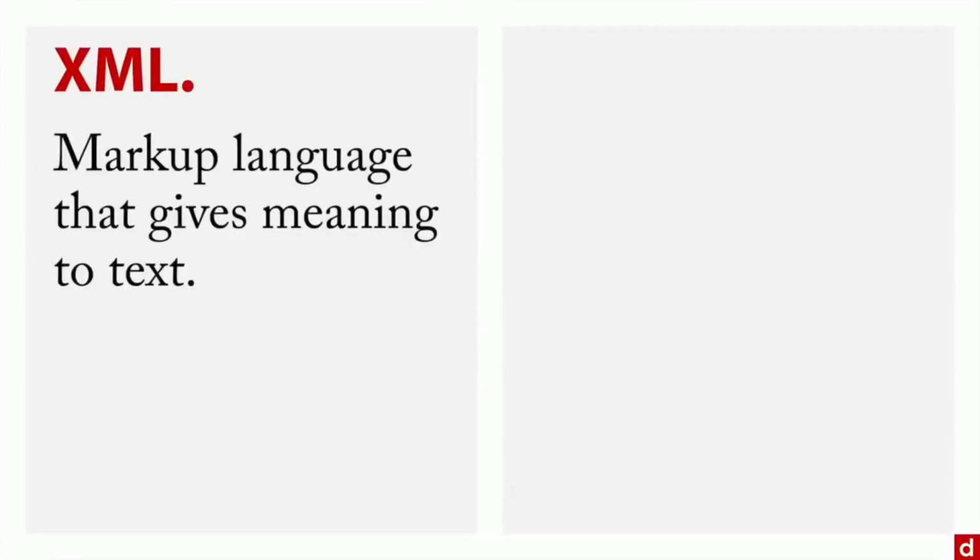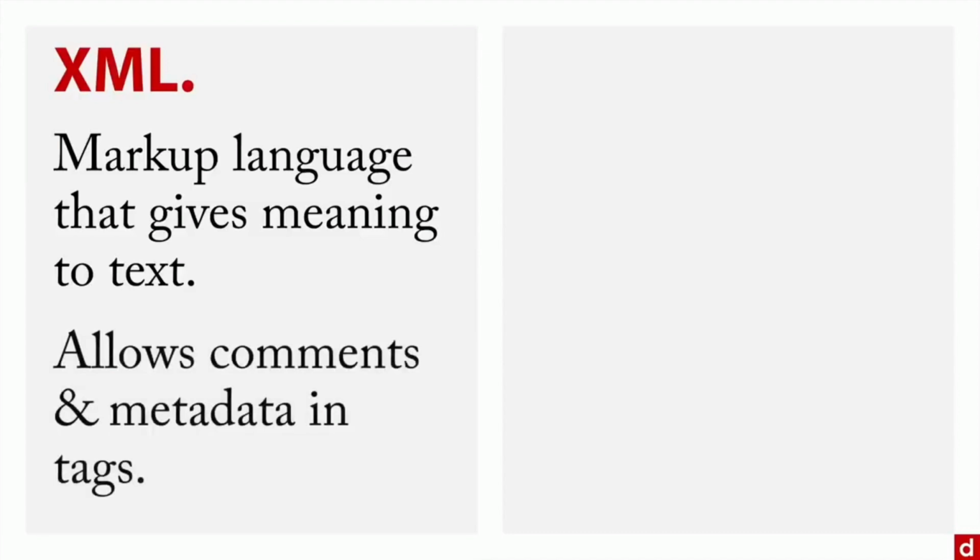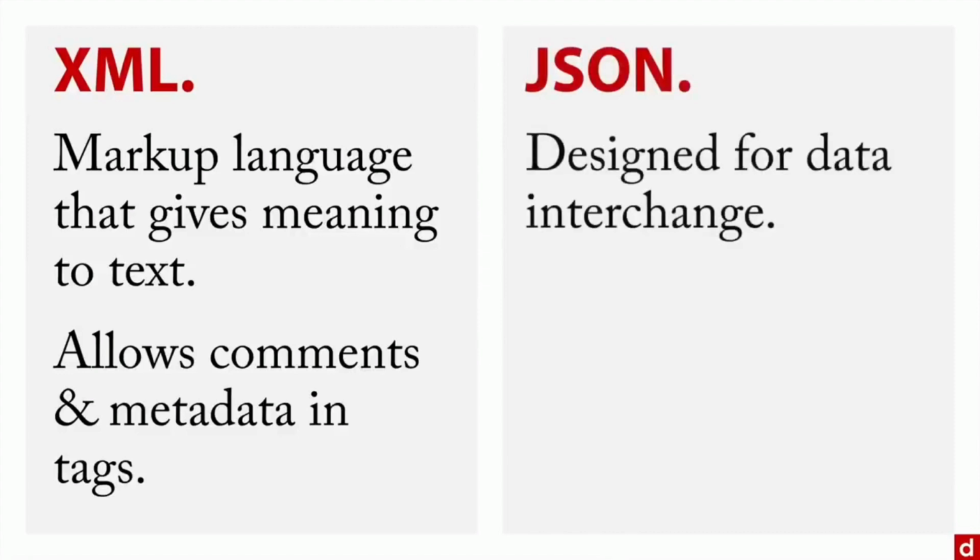So XML is a markup language. That's what the ML stands for. And that gives meaning to the text. It lets the computer know what each piece of information is. Also, XML allows you to make comments in the document, and it allows you to put metadata in the tags. You can actually put some information there in the angle brackets to provide additional context. JSON, on the other hand, is specifically designed for data interchange. And so it's got that special focus.